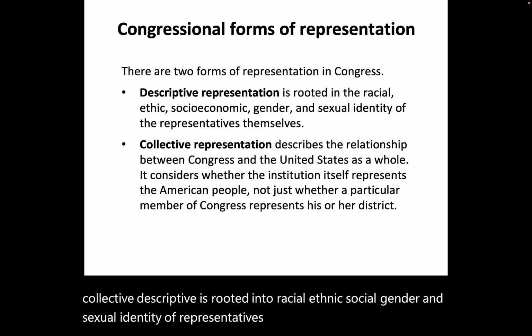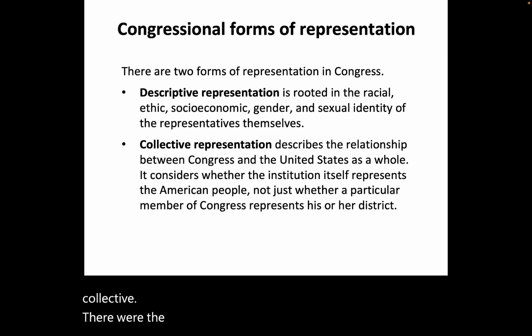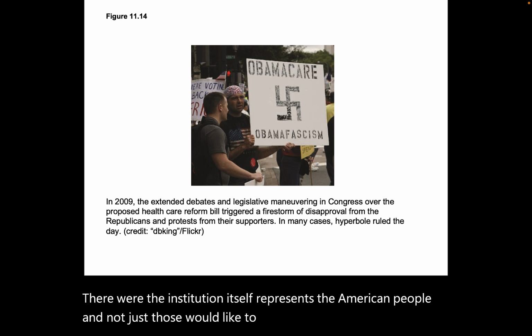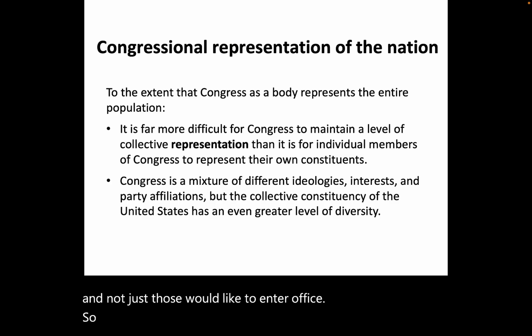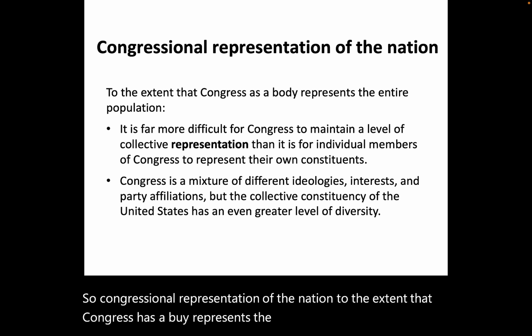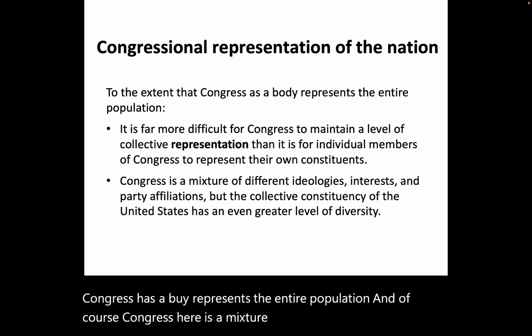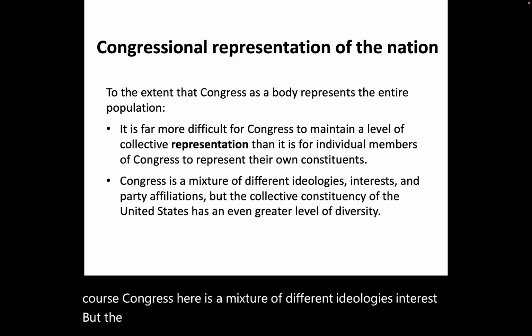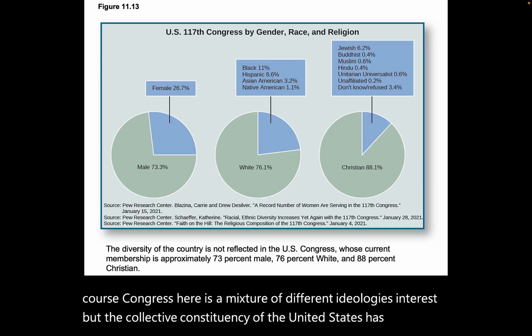And you have collective, which considers whether the institution itself represents the American people and not just those elected into office. So congressional representation of the nation, to the extent that Congress as a body represents the entire population. And of course, Congress here is a mixture of different ideologies and interests, but the collective constituency of the United States has an even greater level of diversity.